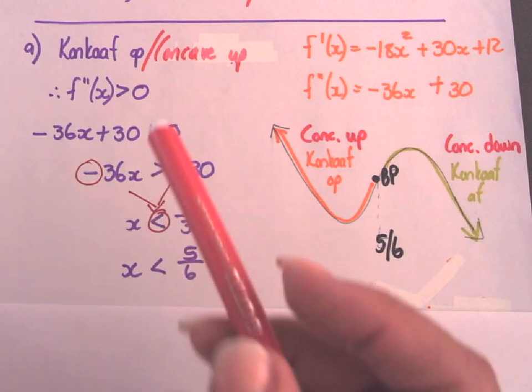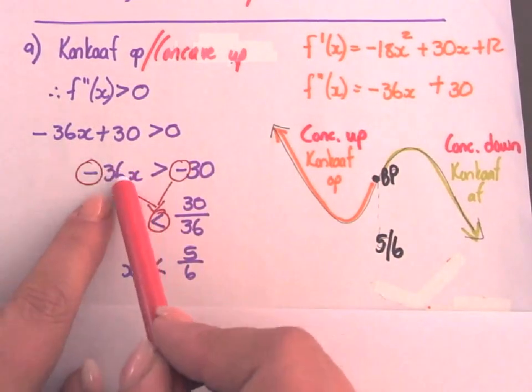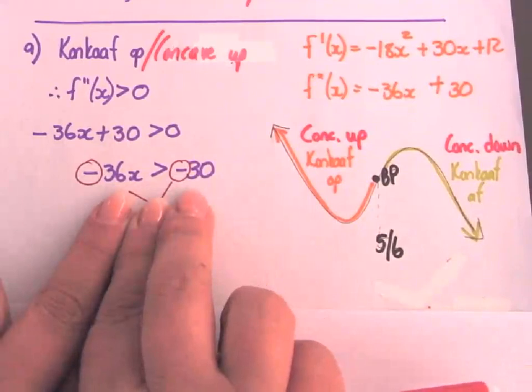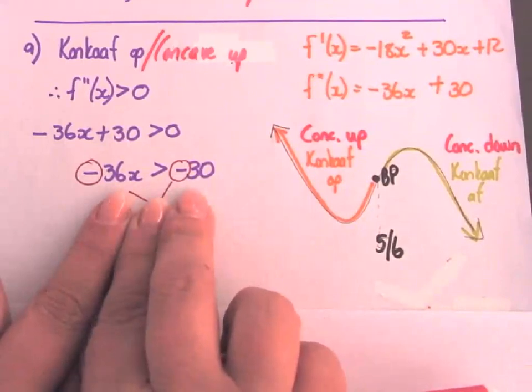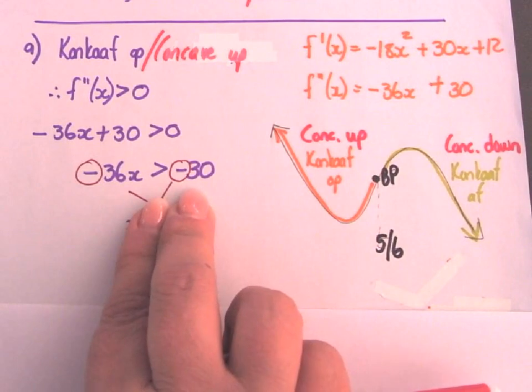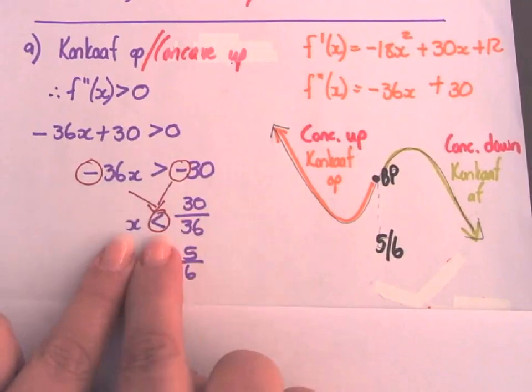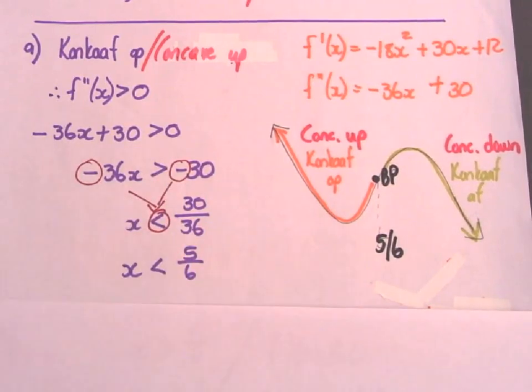Just remember, when you get your x's alone, up until that point, when you divide or multiply with a negative in an inequality, it changes direction. So the larger than becomes smaller than. Just remember that, don't forget it.